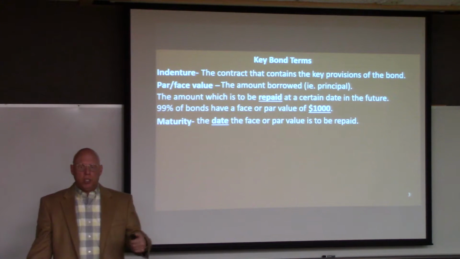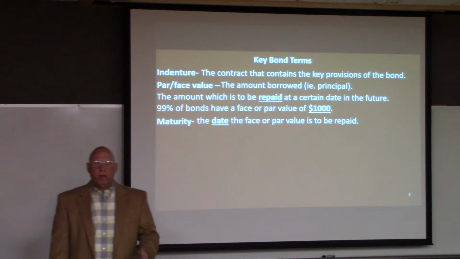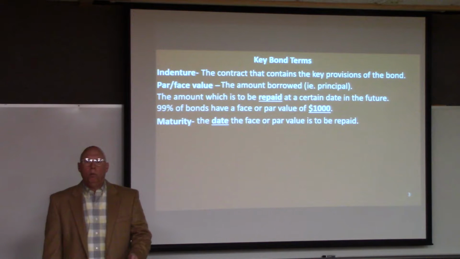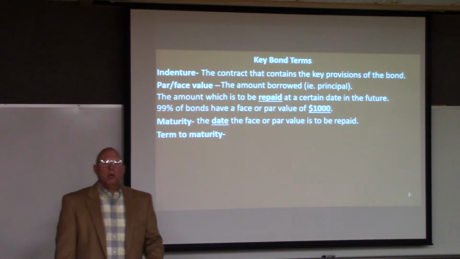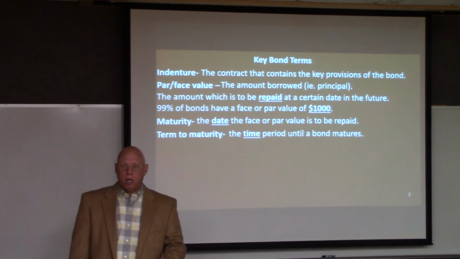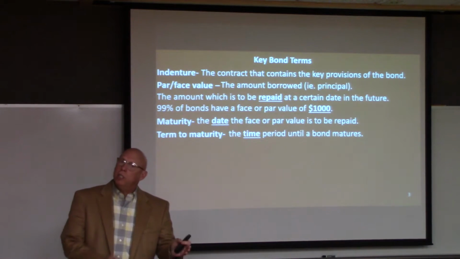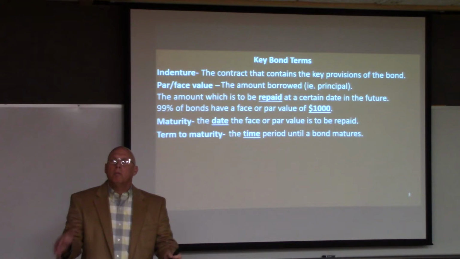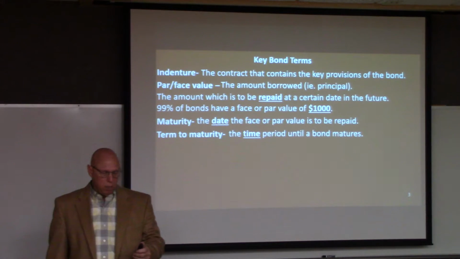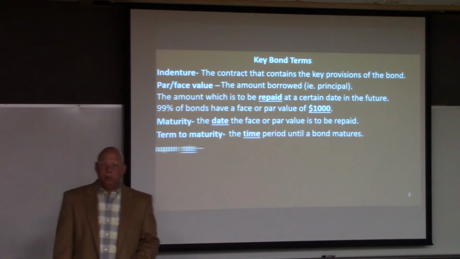Maturity. This is the specific date the face value or par value will be repaid. The term to maturity. This is the time period until a bond matures. It's from one date, usually today, until the bond matures. The amount of time until a bond matures.